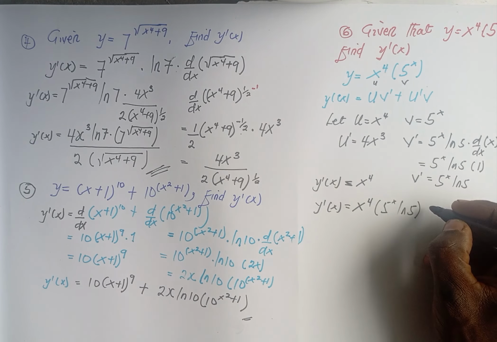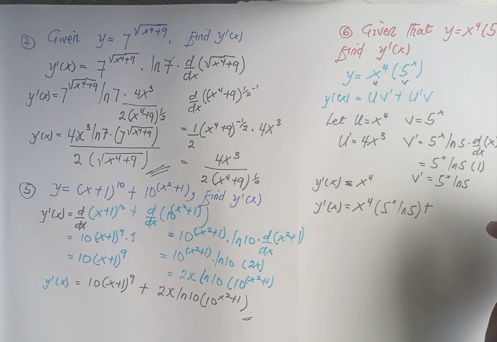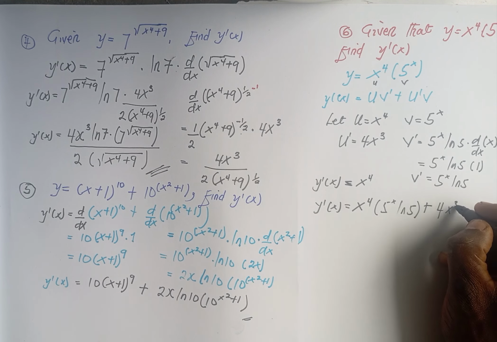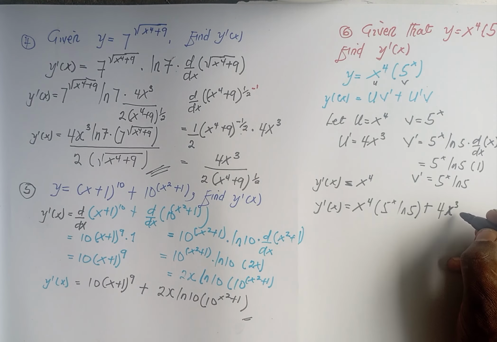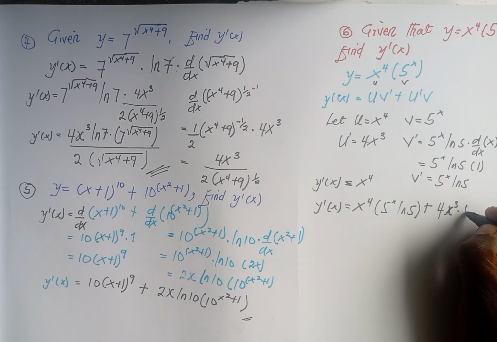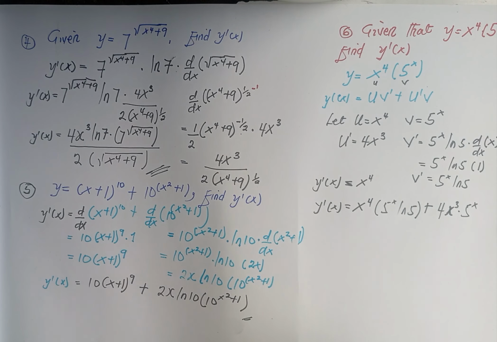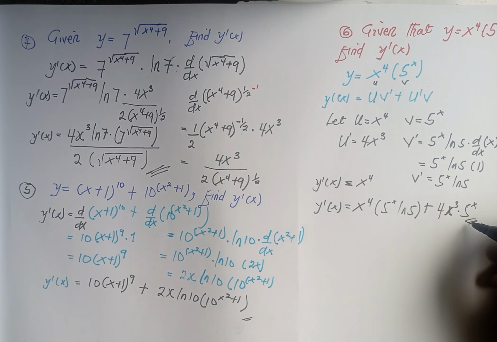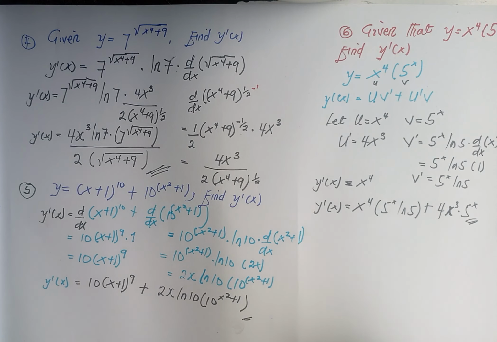And then we have our plus. Then we have u prime. Where is u prime? So this is that. 4x power 3. And then multiplying v. Where is v? Our v is what? 5 power x. Good. So I think we are done. Yes, so we are done. So we can leave our answer in this very form. So this becomes the derivative of this very function.